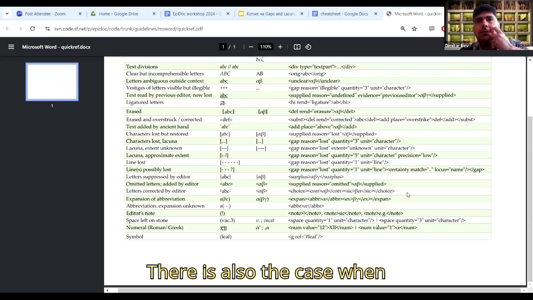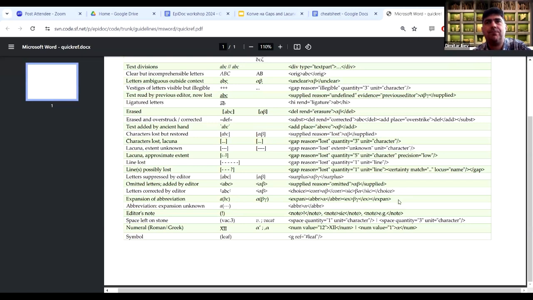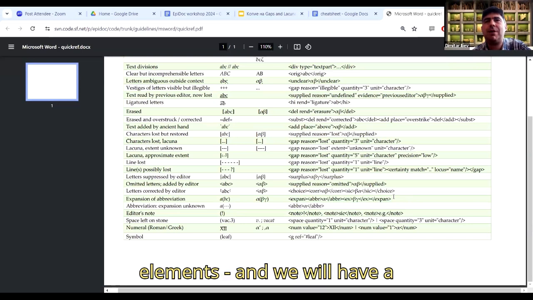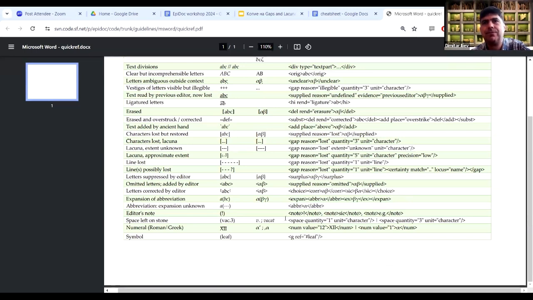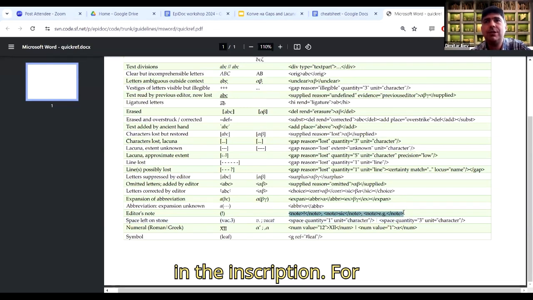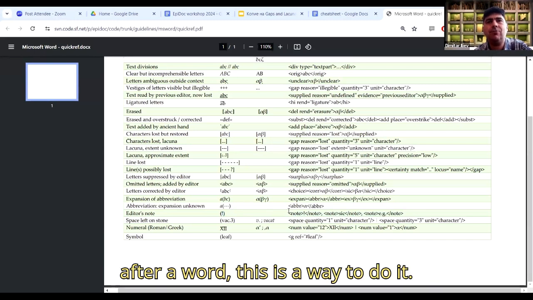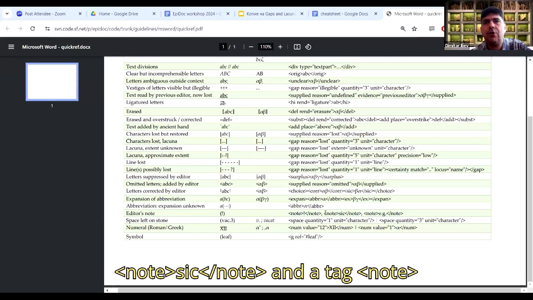There is also the case when there is an abbreviation. Also, several elements and sub-elements there, and we will have a special presentation about this. There is a special sign for editor's note. In the inscription, for example, if you want to put a sic sign after a word, this is a way to do it. Note, sic, and tag note.